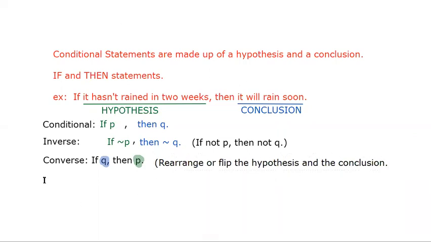We also have what's known as the contrapositive. A contrapositive is formed when you negate the converse. So you will flip the hypothesis and conclusion of your original, and then you will negate them both. You take the converse and you not it. If not Q, then not P.